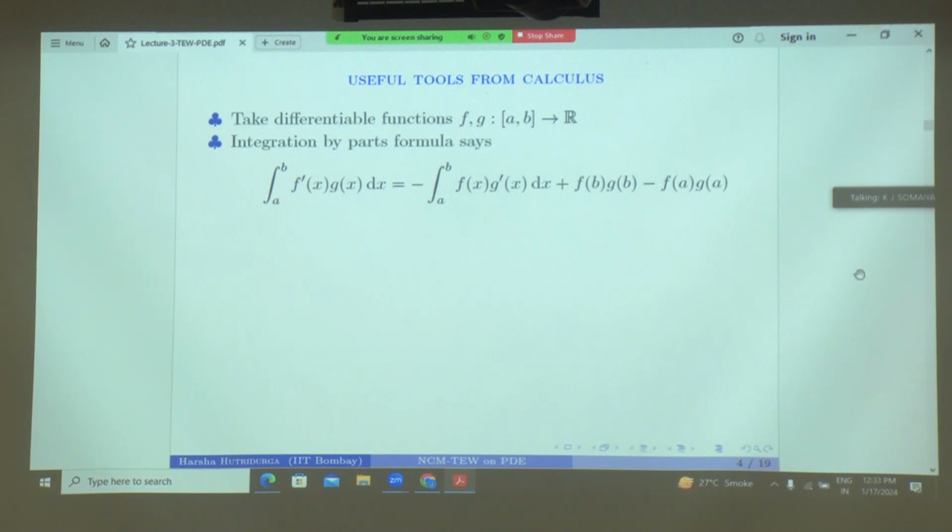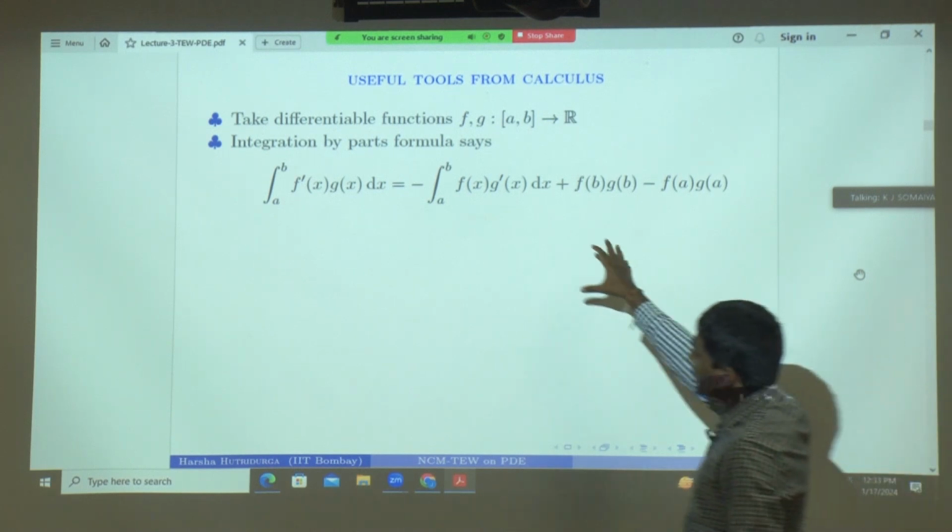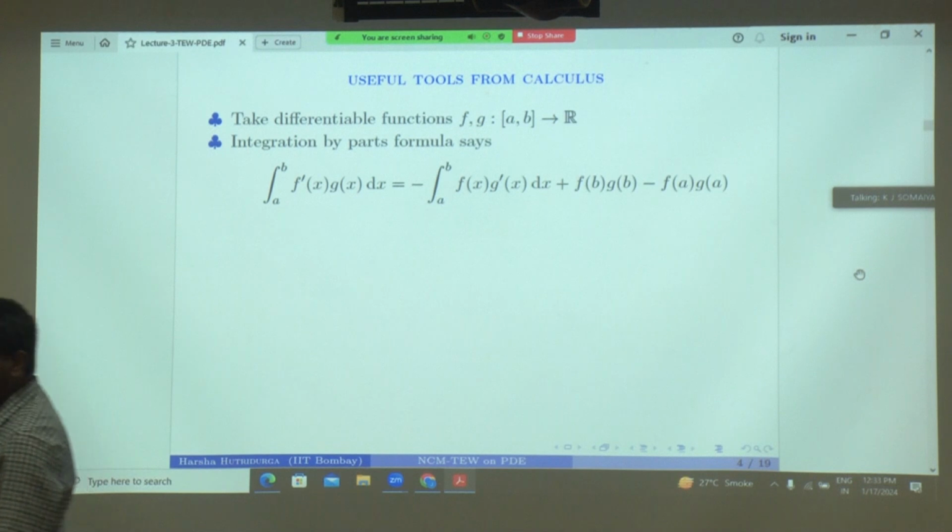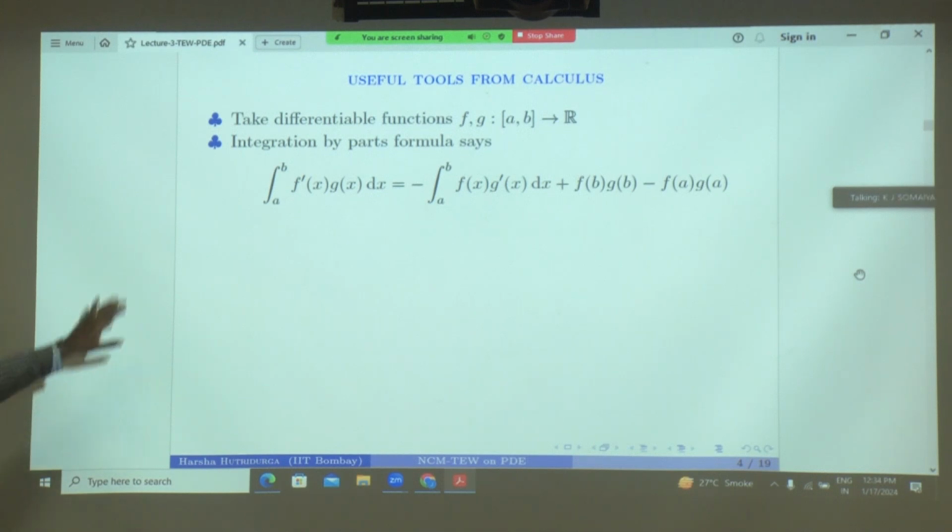So nothing spectacular about that. But some people are of the opinion that you can do a lot of things in partial differential equations if you know this formula. Usually you are just playing around with the integration by parts formula. So let's just remember this.